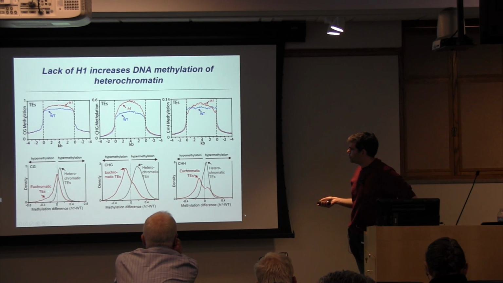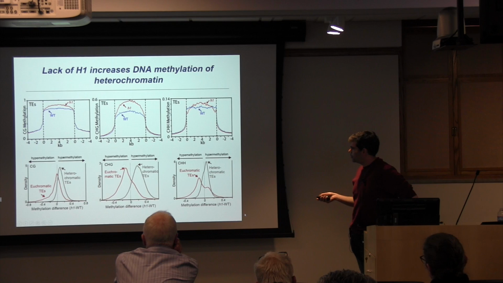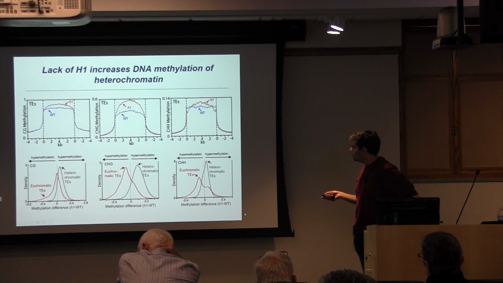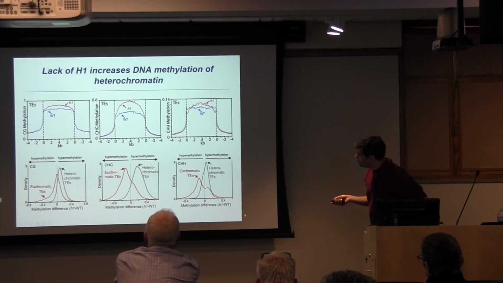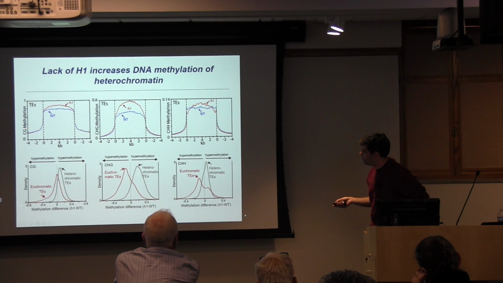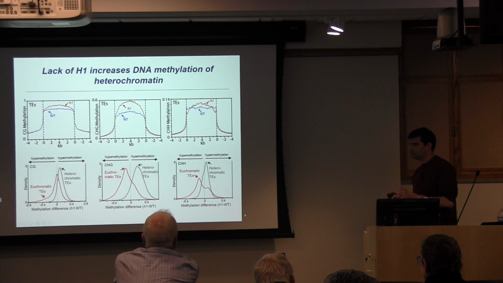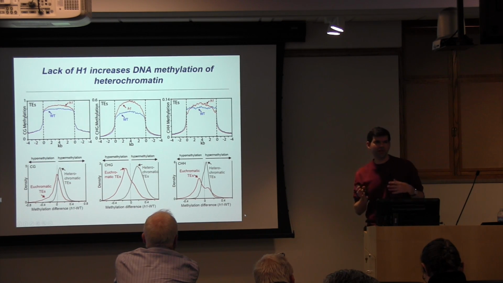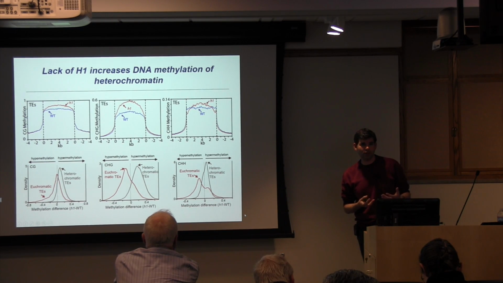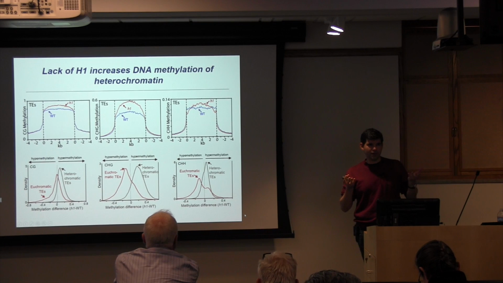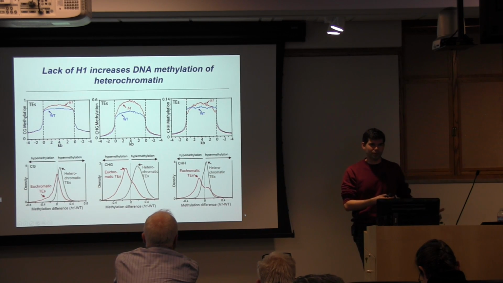Euchromatic elements, shown in red, lose DNA methylation in H1. And they lose it a bit less evenly, especially for CG methylation. There's this long tail, and so there are some sequences which have very strong loss of CG methylation in H1 mutants. And so I think this helps to reconcile some of the conflicting DNA methylation data that have been published about H1. So it does have two effects. It causes losses of methylation and gains, but in different sequences. It causes increases in heterochromatin and losses in euchromatin.